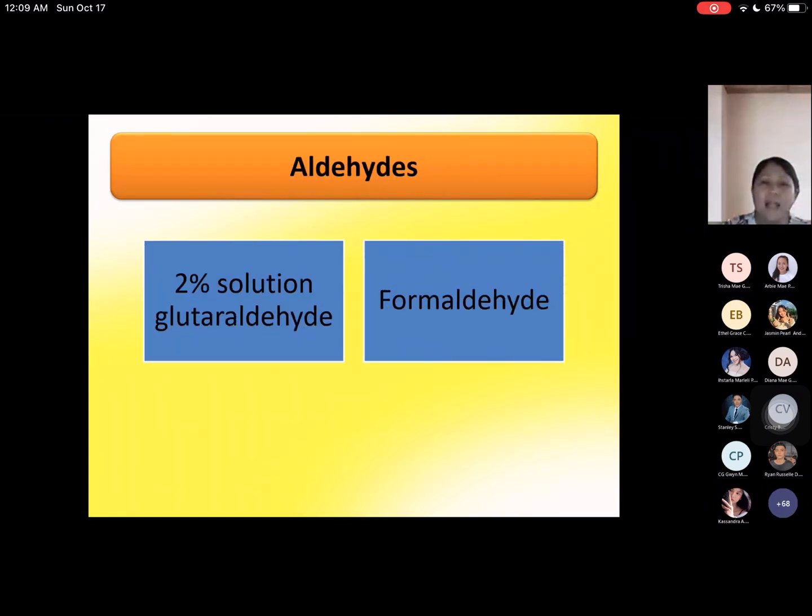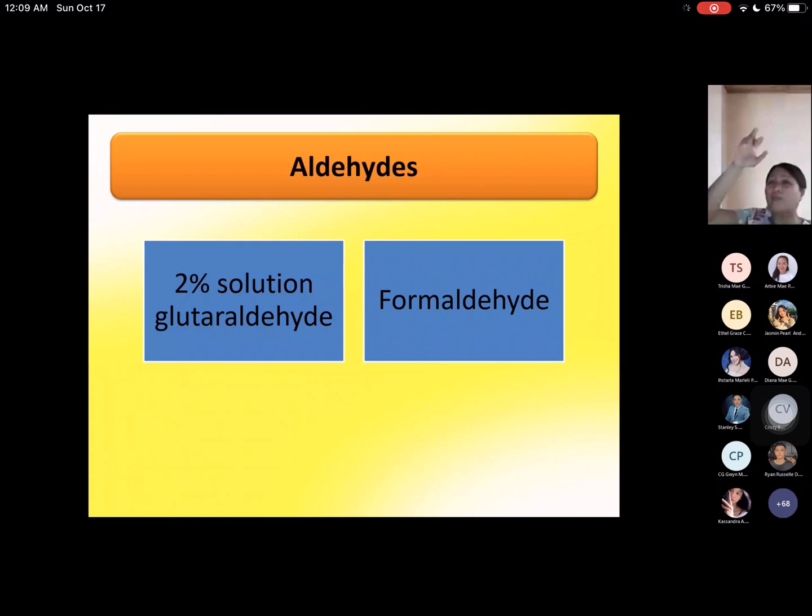Next, we have the aldehydes. For the aldehydes, we have 2% solution of glutaraldehyde and formaldehyde. A 2% solution of glutaraldehyde is the most effective antimicrobial chemical agent. The 2% glutaraldehyde is common in hospitals compared to formaldehyde, because formalin, or formaldehyde, is used in preserving cadavers.